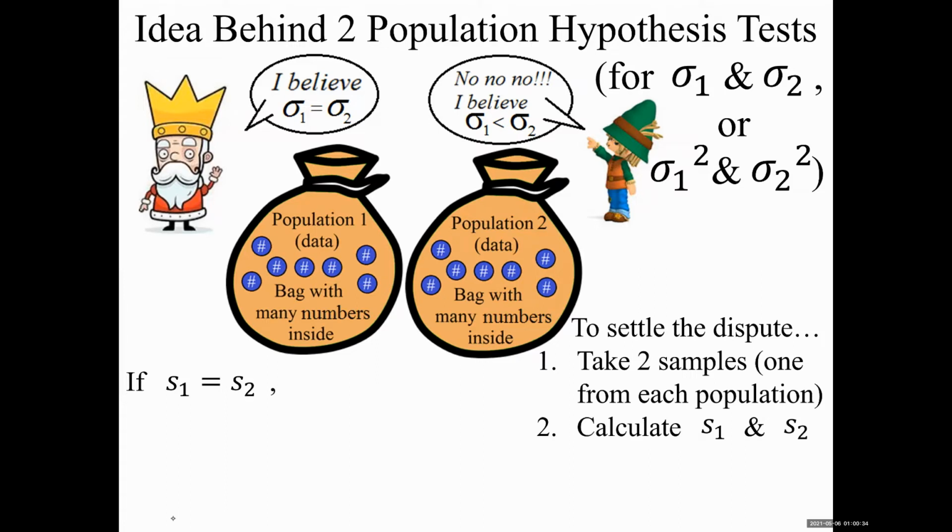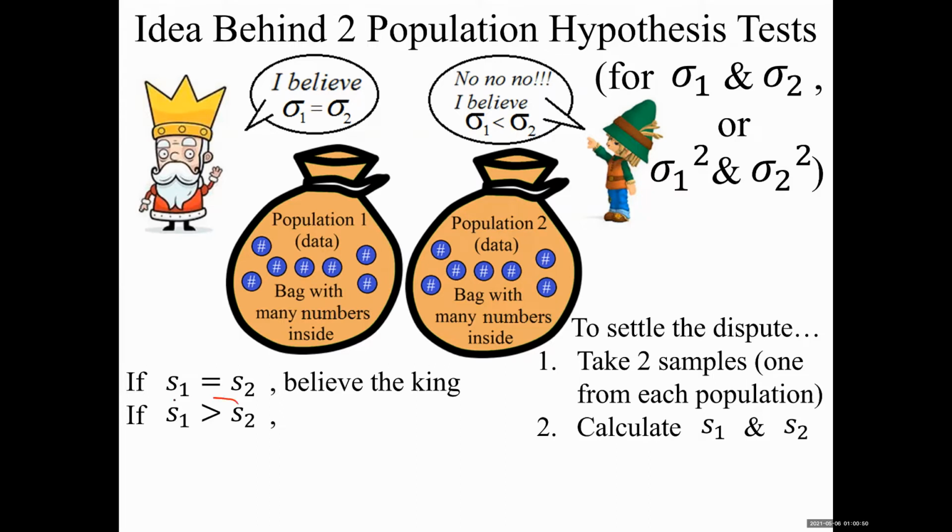Definitely, because they're equal. So then you're going to believe the king. Again, all I need is for them to be close together, then I'm going to believe the king. Now, in this situation, if S1 is bigger than S2, this is the situation where even if they're not close together, we're still going to believe the king.